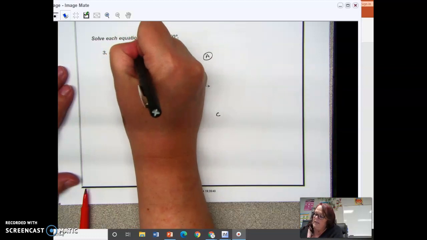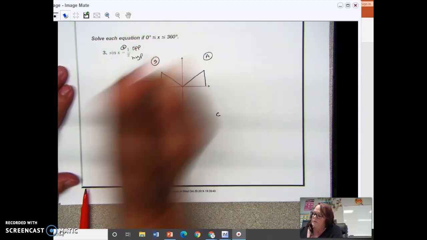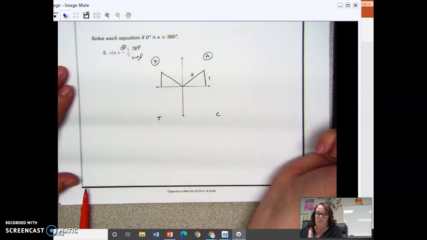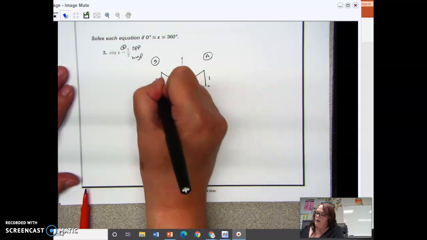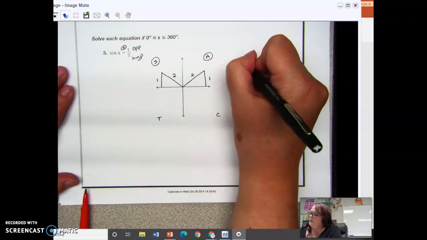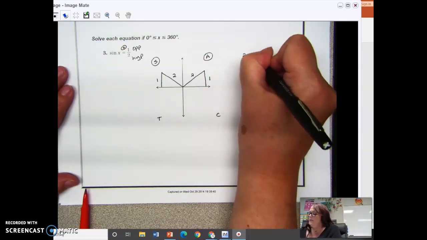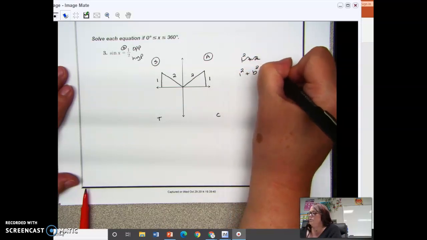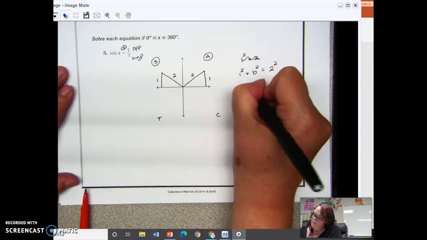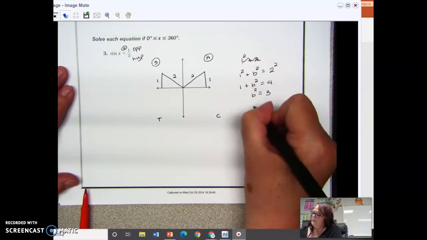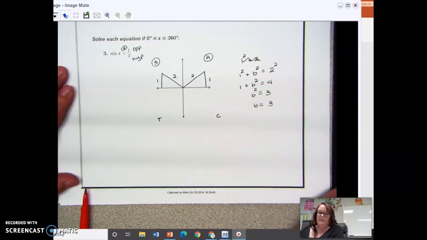So sine is saying opposite over hypotenuse. So that means from my reference angle, my opposite is 1 and my hypotenuse is 2. And from my reference angle, my opposite is 1 and my hypotenuse is 2. And then I could use Pythagorean theorem to find x. So I could say 1 squared plus, let's say, b squared is equal to 2 squared. So that means I have 1 plus b squared is equal to 4, making b squared equal to 3, which makes b equal to root 3 when I take the square root of both sides.